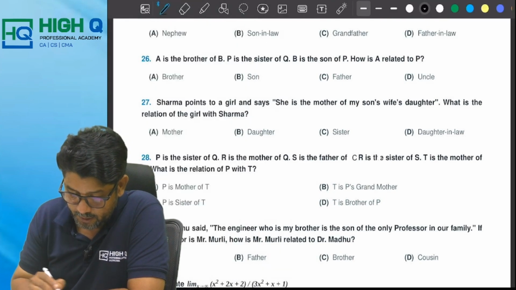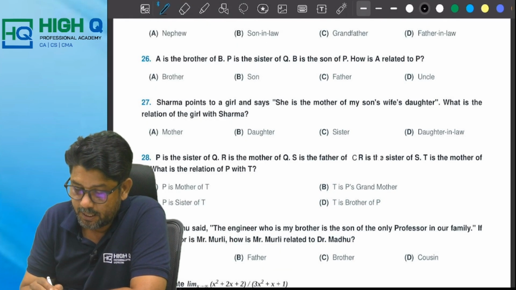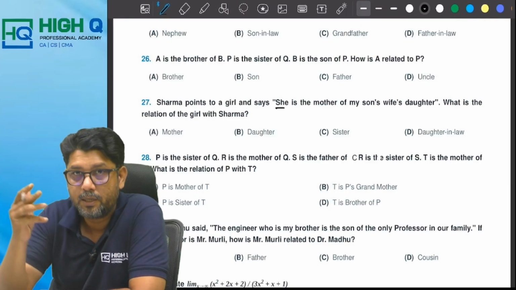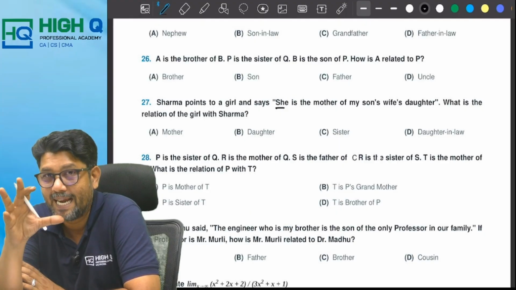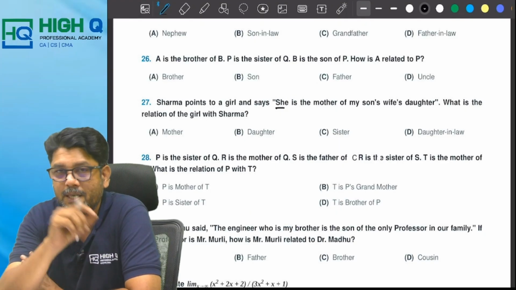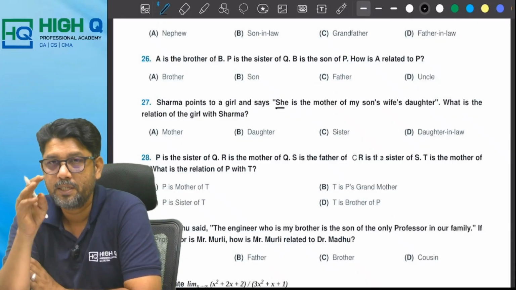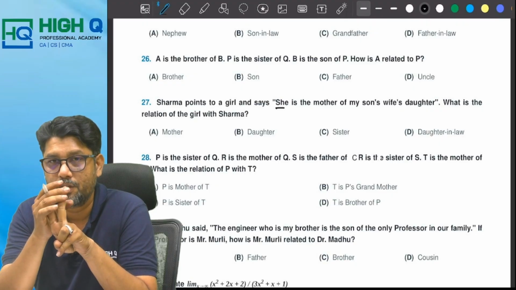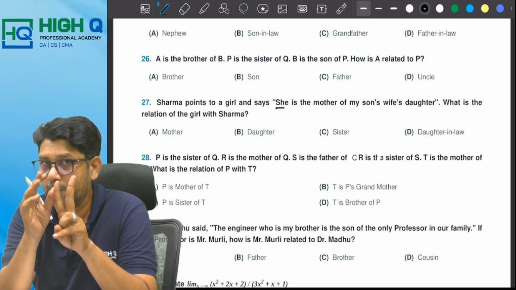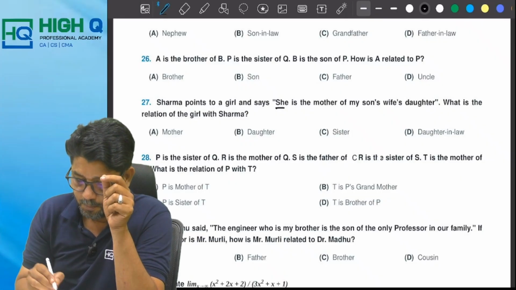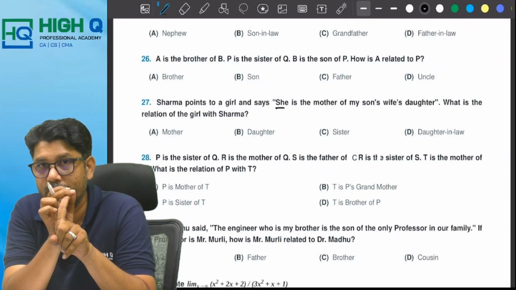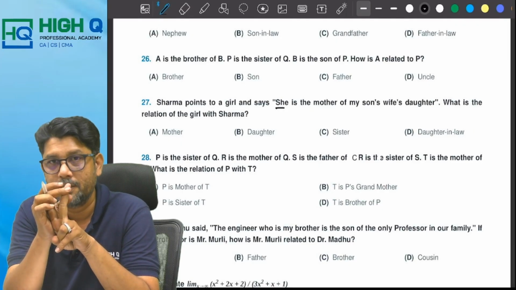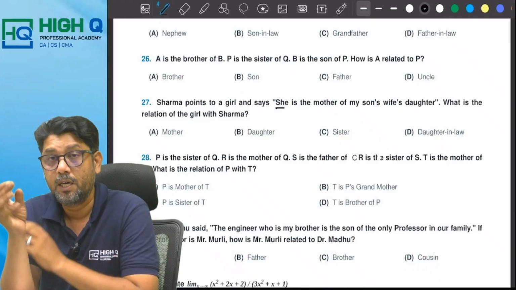Now, here, Sharma points to a girl and says, she is the mother of my son's wife's daughter. I think you know the method to crack conversation type problems, right? I always tell you one thing. First, we need to understand who is making the conversation and about whom. Here, Sharma is making the conversation and he is talking about a girl.